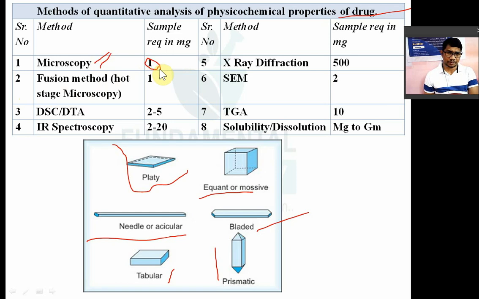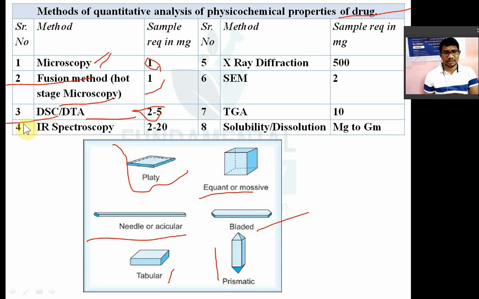Second is the fusion method and hot stage microscopy. What will hot stage microscopy be used for? Melting properties of the drug, melting property, enthalpy. 1 milligram of sample is enough. Then differential scanning calorimetry and differential thermal analysis (DTA). So 2 to 5 milligram of sample is required for differential scanning calorimetry and differential thermal analysis.